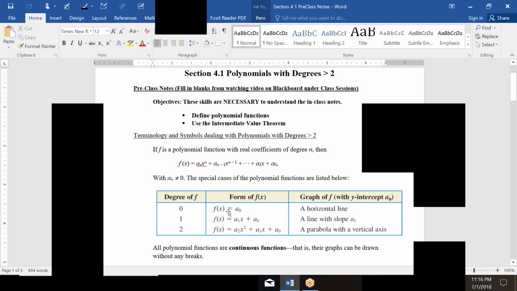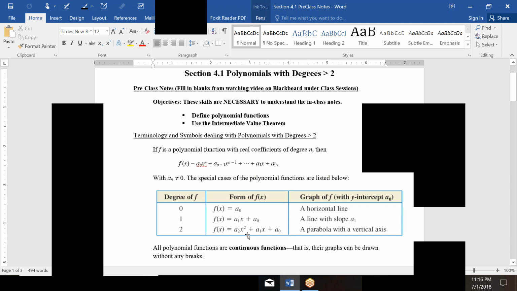For example, if you have just f of x equals just a number, like y equals 3, that's a horizontal line and it has a degree of 0. If you have mx plus b, which they write here as a sub 1 x plus a sub 0, we know that's a straight line, with a slope of a sub 1, and it crosses the y-intercept at a sub 0. That has degree 1 because its highest power in standard form is a 1. And then last time we talked about quadratics, where the highest power is x to the second.